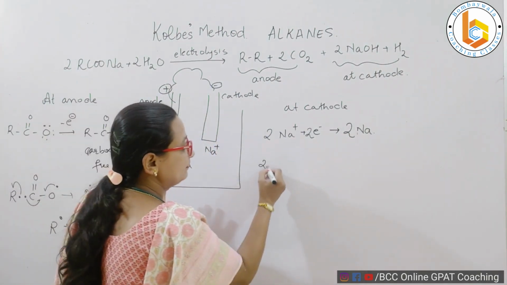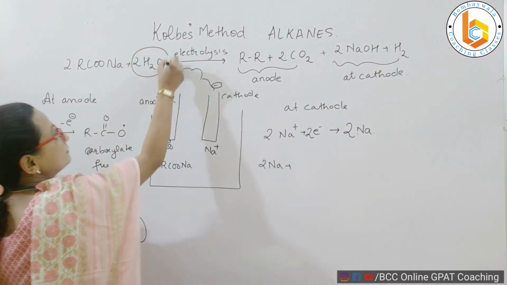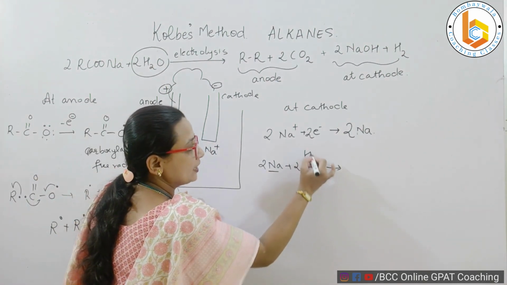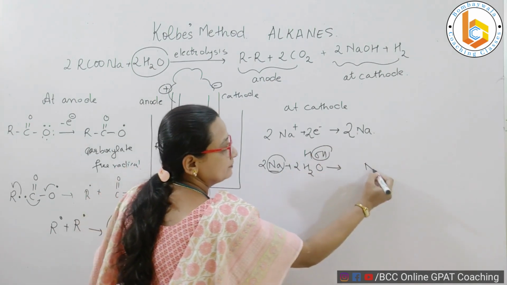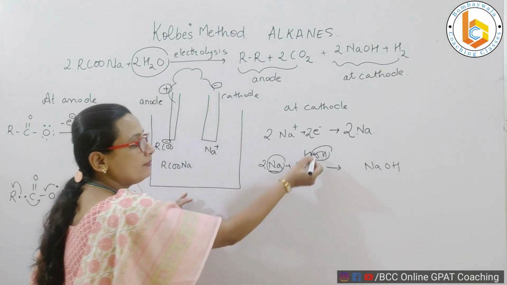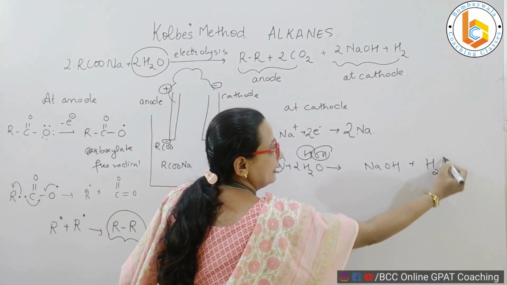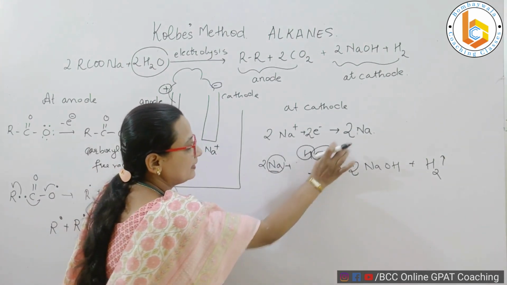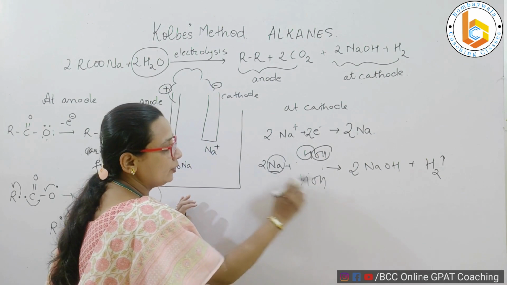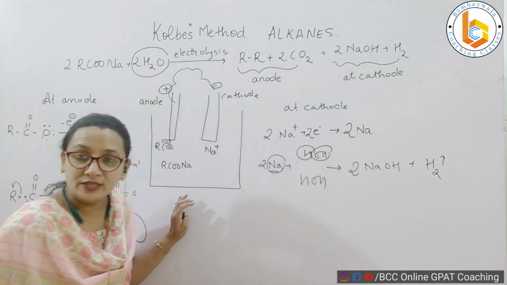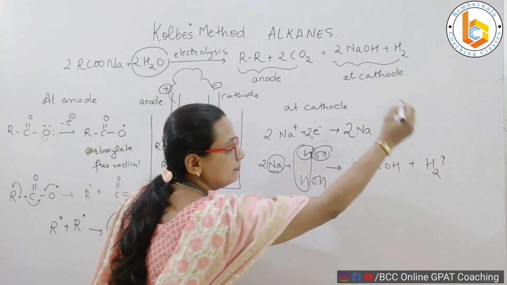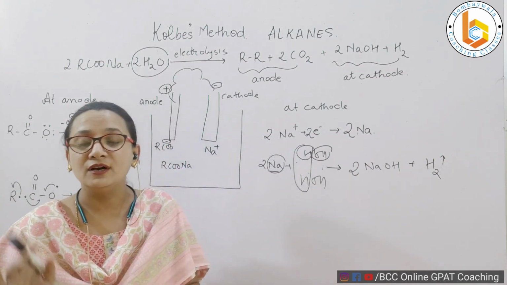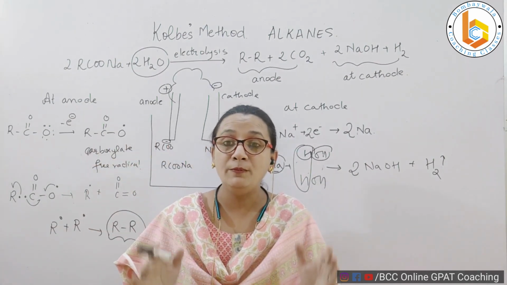Now this Na reacts with water to give you what? NaOH, see, HOH I write, NaOH, plus what remains is hydrogen gas, which will be liberated. NaOH, NaOH twice, and writing 2H2, I can write it like this also so that you can understand it with ease. We get 2 NaOH plus hydrogen gas liberated. So this is what happens at the cathode, and this is the unique reaction referred to as Kolbe's method.